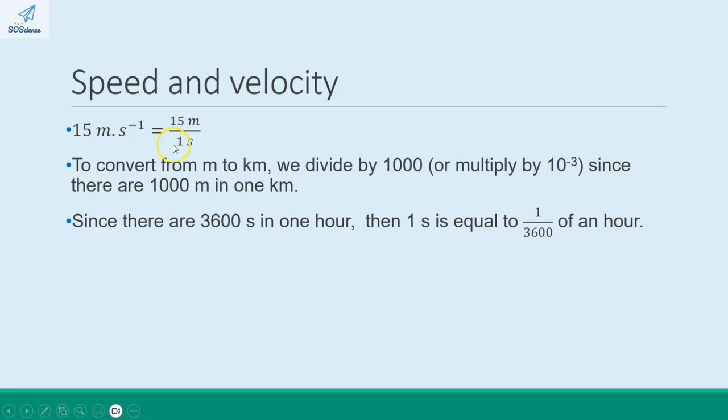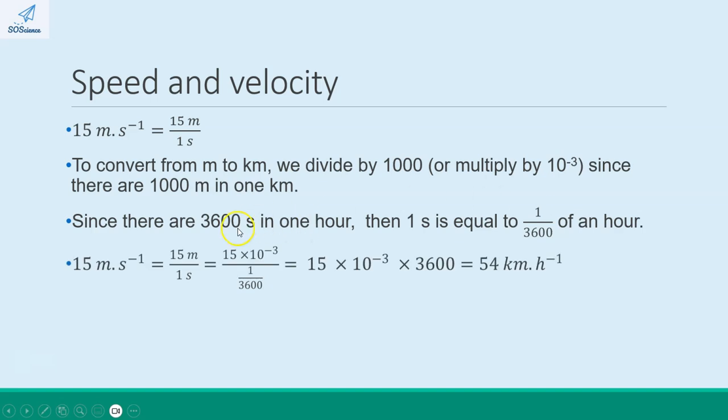Now, in an hour, there are 3,600 seconds. So 1 second is represented by 1 over 3,600 of an hour. So we take this 15 and we multiply it by 10 to the minus 3, or we divide it by 1,000. And we divide this whole thing by the 1 second, which in hours is 1 over 3,600.